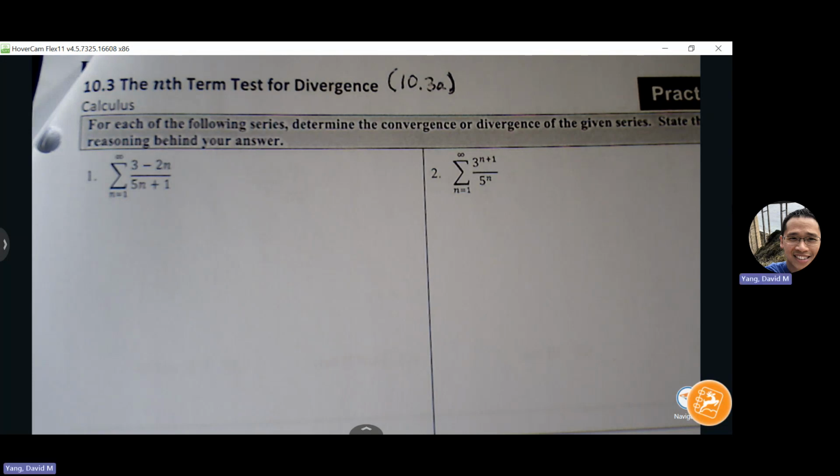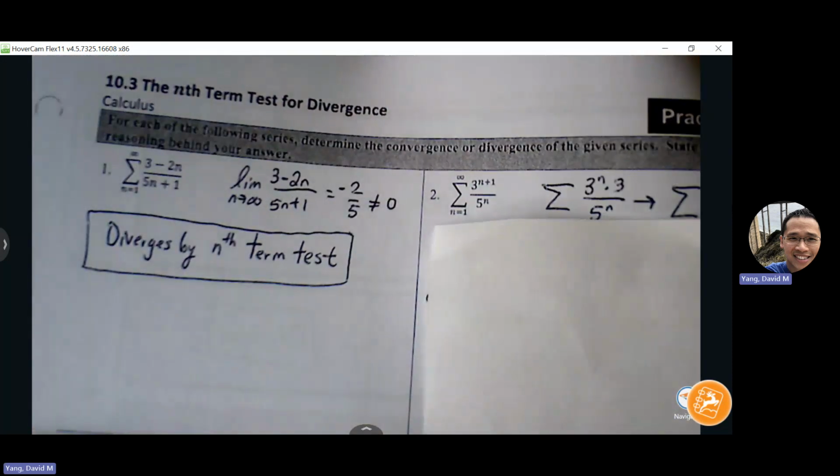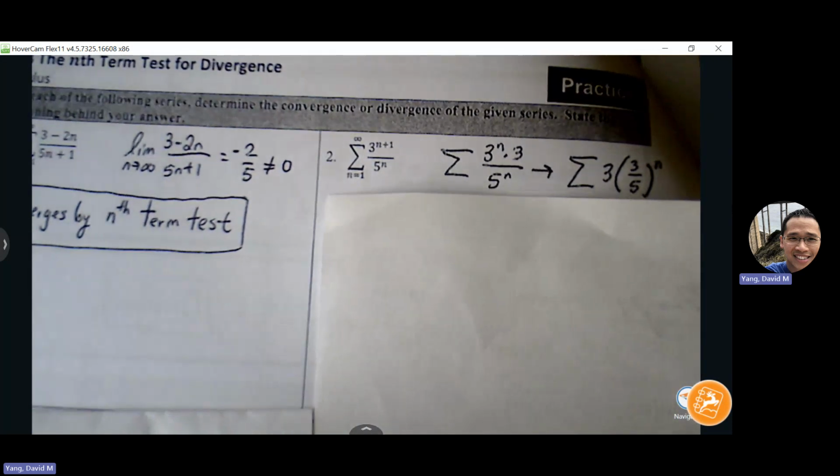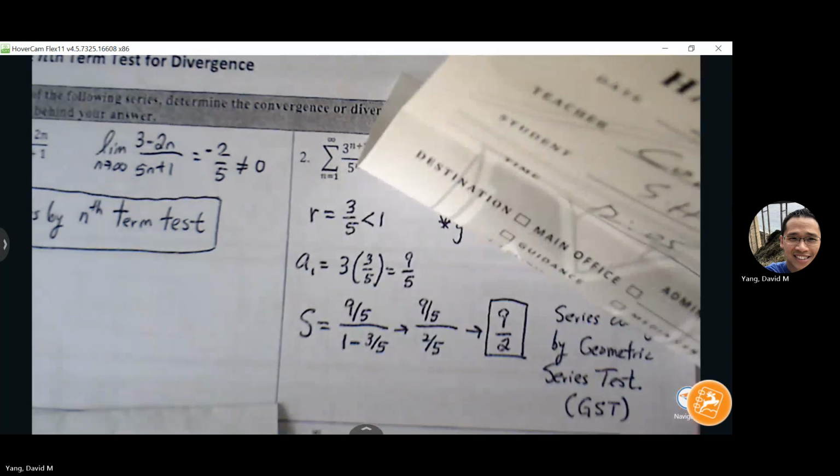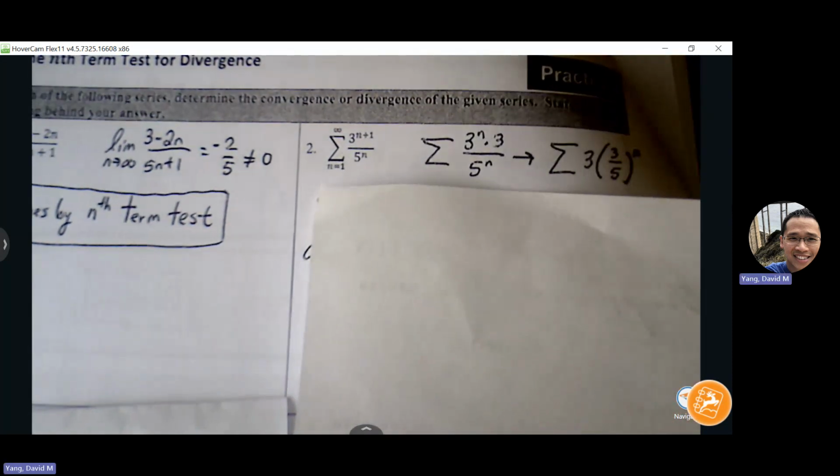Number 2, we could do nth term test, but can we tell what that is looking like? Looks like what? Yeah, looks like geometric series, right? We can rearrange it to get it into geometric series form, and we should be able to not only get to whether it's converging or diverging, we can also find the sum as well. It's not asking for the sum in this case, but let's just get the habit of looking for the sum, especially if it's geometric series.